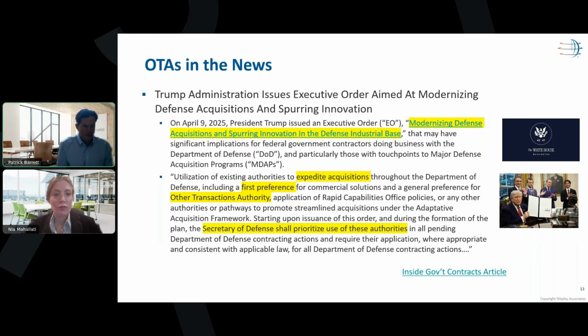That basically allows the government to expedite acquisitions, and ultimately it called out specifically other transaction authorities in calling for a general preference for those other transaction authorities. So instead of saying we're going to go FAR first and then look at OTs, the administration is saying look at OTs first. If you can't use them, then go down a different acquisition path. And it highly encourages the Department of Defense to prioritize the use of those authorities.